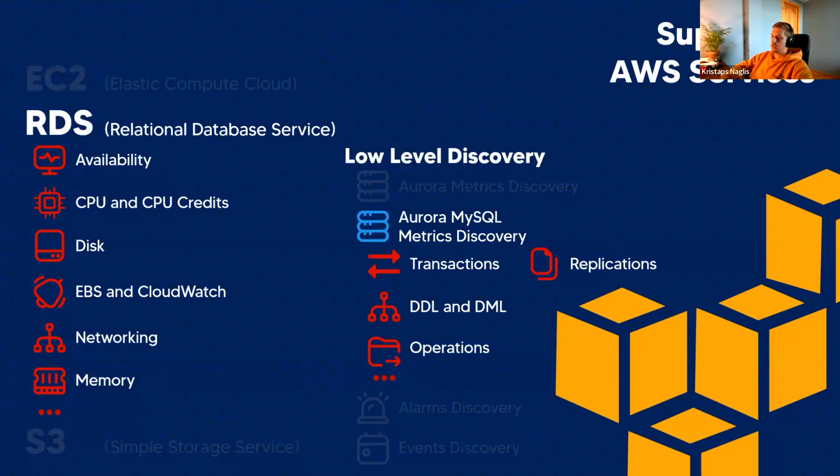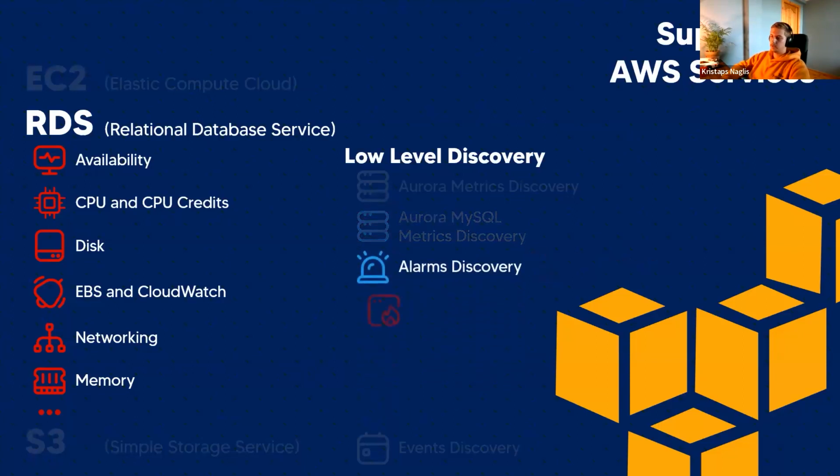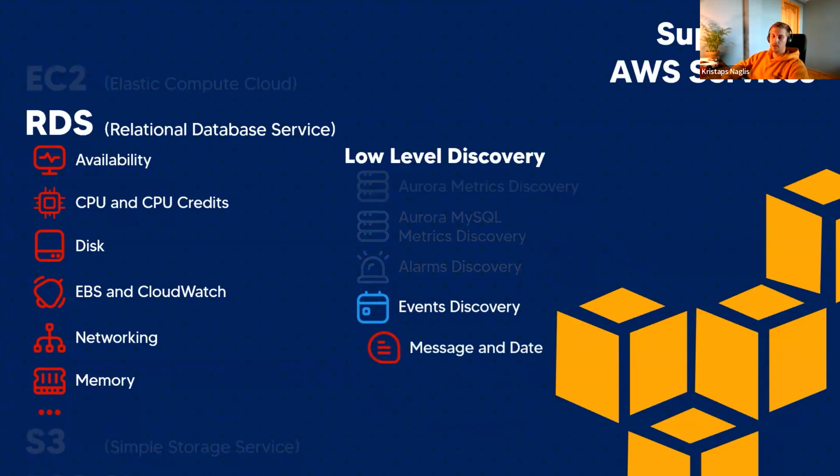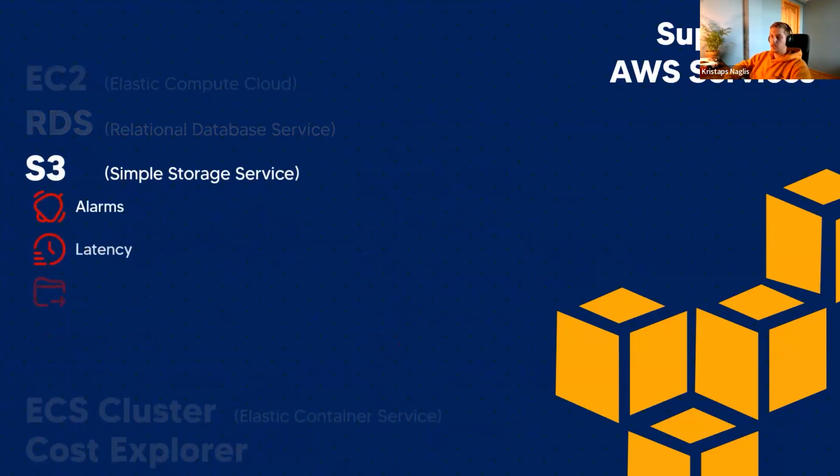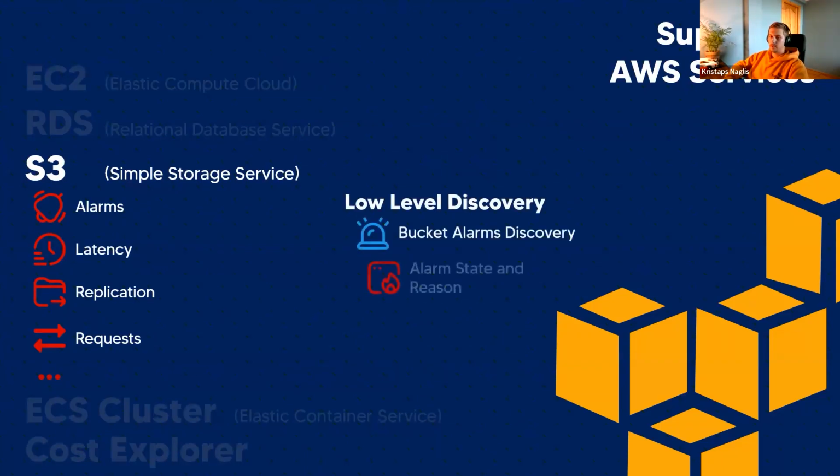Requests. Here you can see also for those requests latency and throughput, and also operations and replications as mentioned previously. For alarms, use standard like as before, alarm state and reason, and also discover events that are happening and see the message of this event and the date when this event has been triggered, basically. For simple storage service, we have also latency, replication, and also bucket alarms discovery with state and reason.